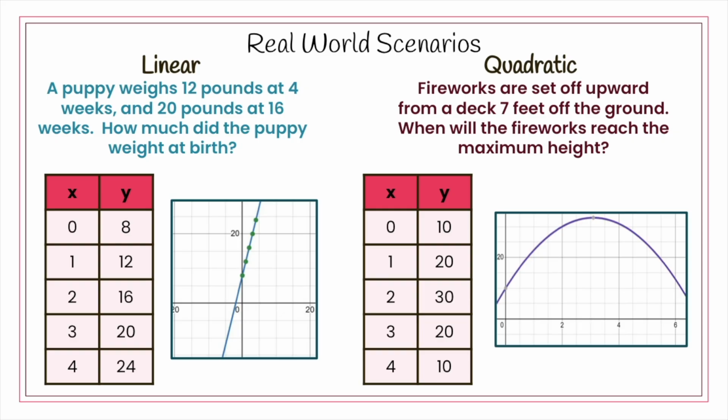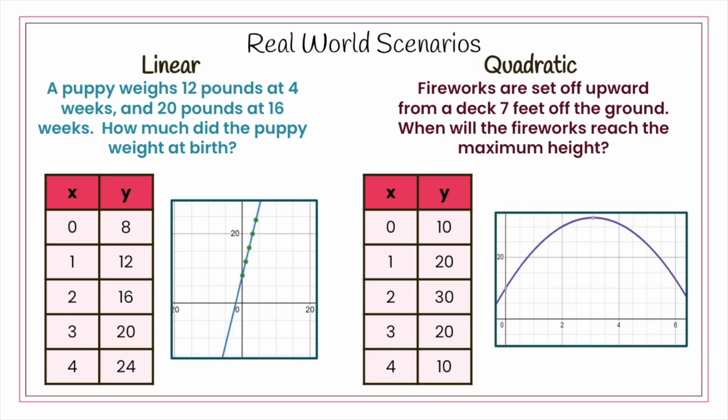Again, we can use our slope-intercept form here, use our slope formula, y2 minus y1 over x2 minus x1 to find the slope. And then we can use either one of our points to make point-slope form and then make our line here. But either way, we're going to be creating a line because that puppy's weight is going to be going up as the puppy gets older.